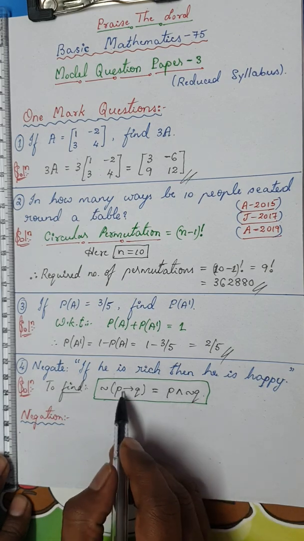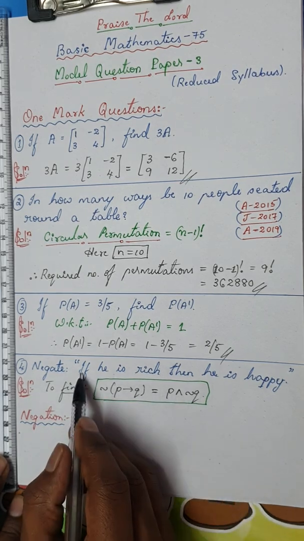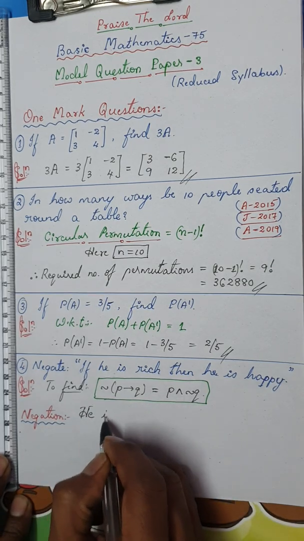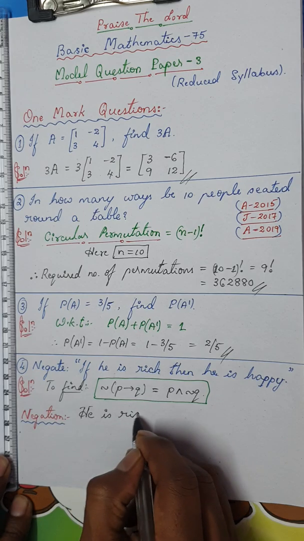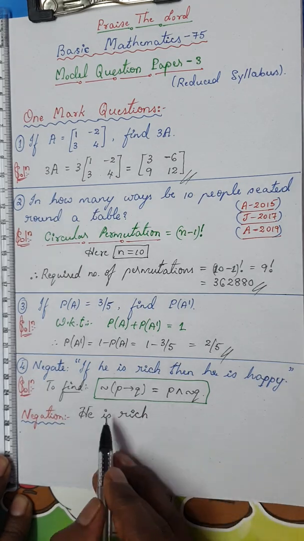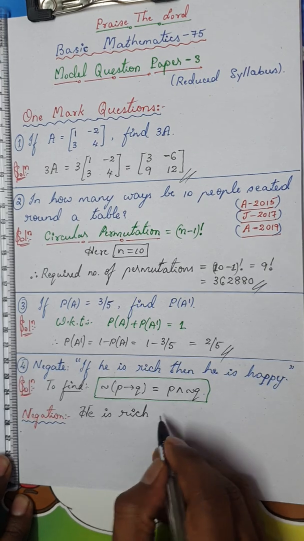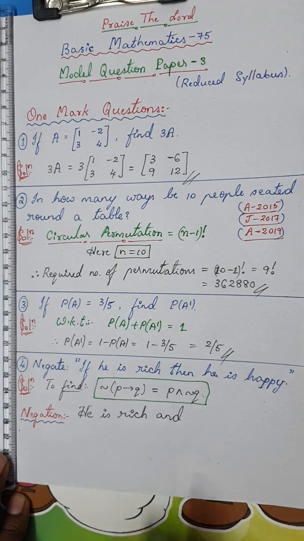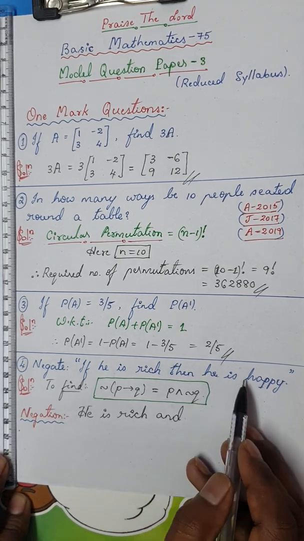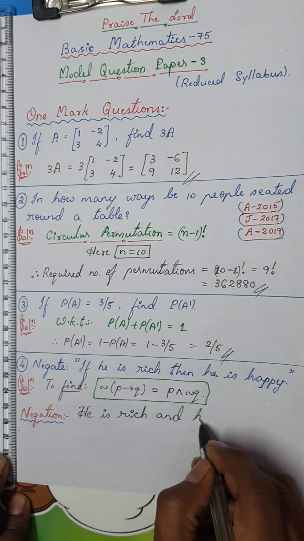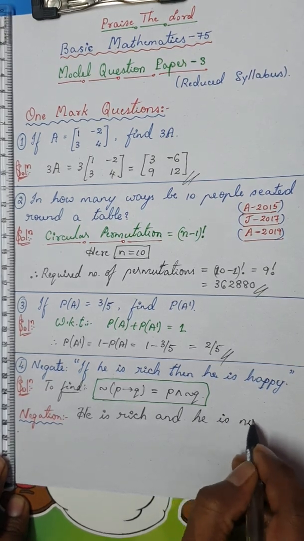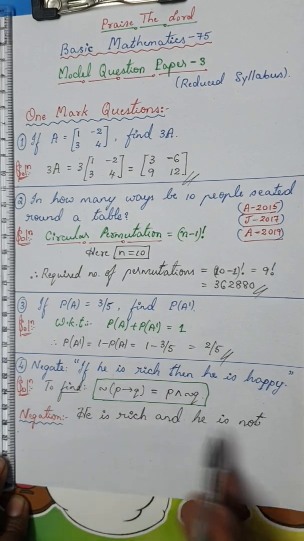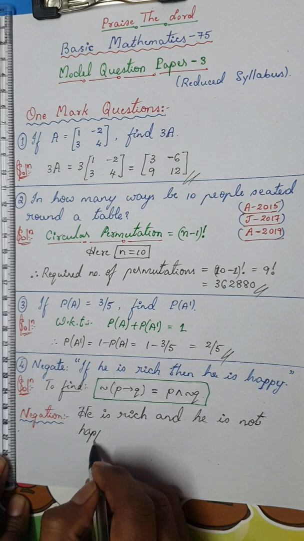Remember, whenever it is given implies, when it becomes and, you don't start with if. So it is just P. What is P? He is rich. Remember, it is and. Okay, fine. What is negation of Q? Q is actually he is happy. Negation of it is he is not happy. Okay, so the negation of the given statement is he is rich and he is not happy.